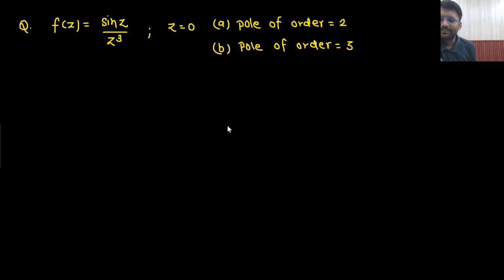Yeah, so this is the question: f of z equals sin z by z cube. Then at z equals 0, you have two options. It is a pole of order 2 or a pole of order 3. This is the question. What would be your answer?